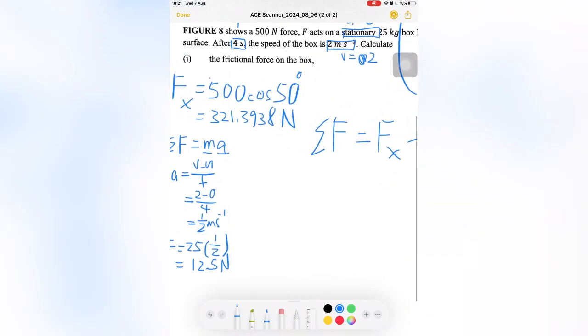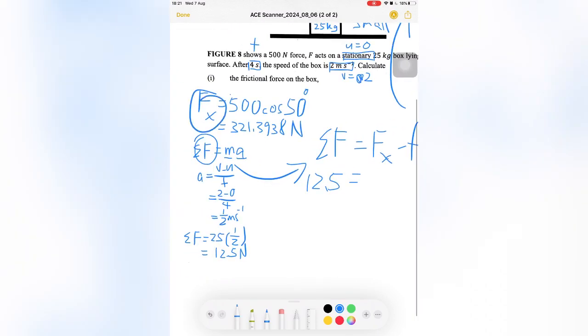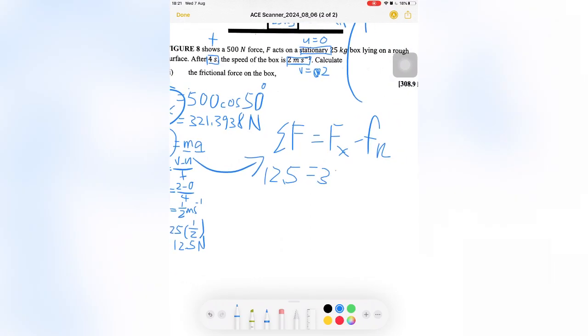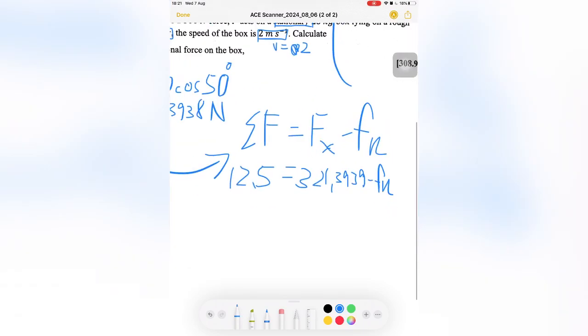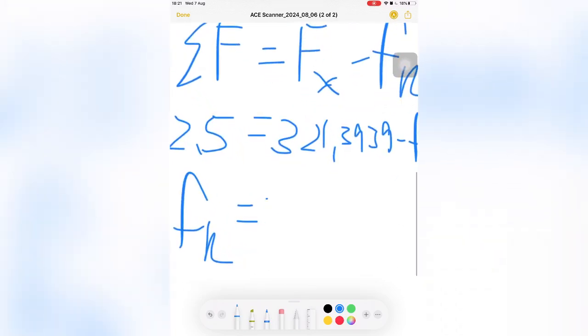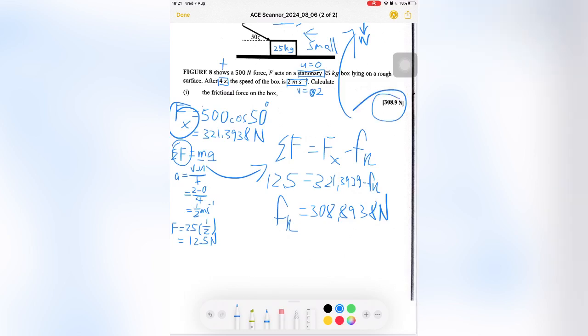Let's sub the sum of force inside here. So 12.5 equals this Fx component, 321.3938, minus frictional force, and then do some calculation. You will find the frictional force equals 308.8938 Newton, and that is the correct answer.